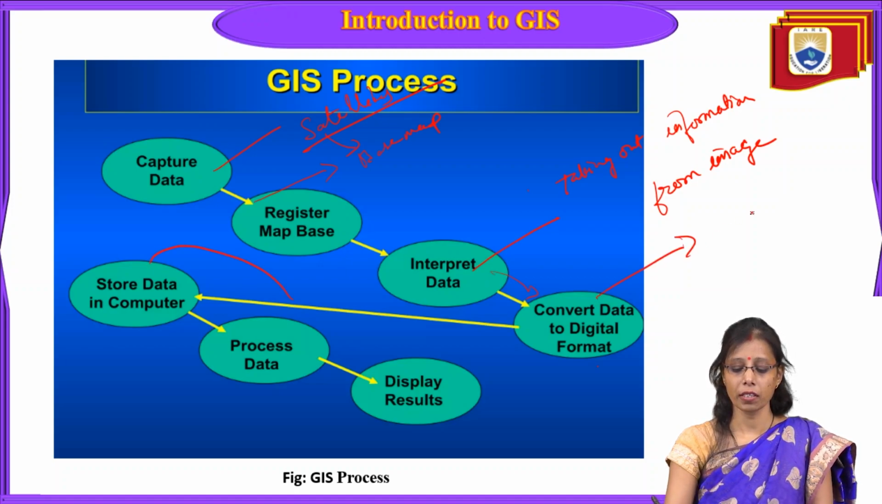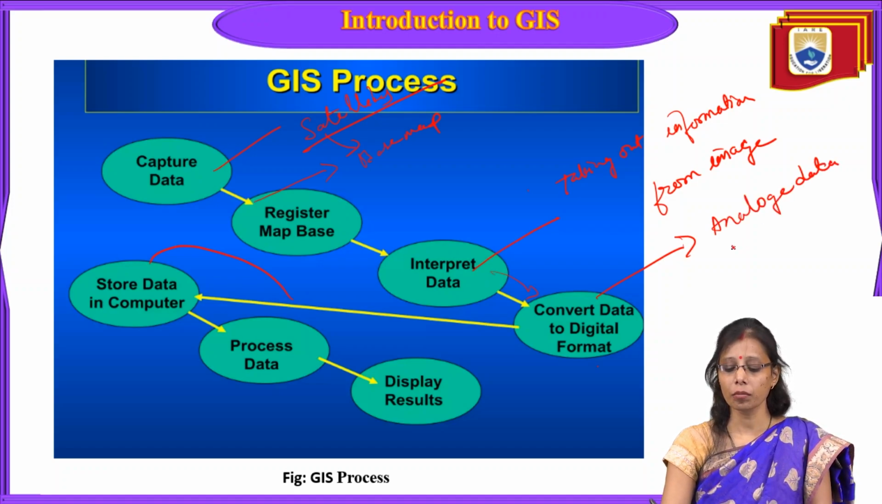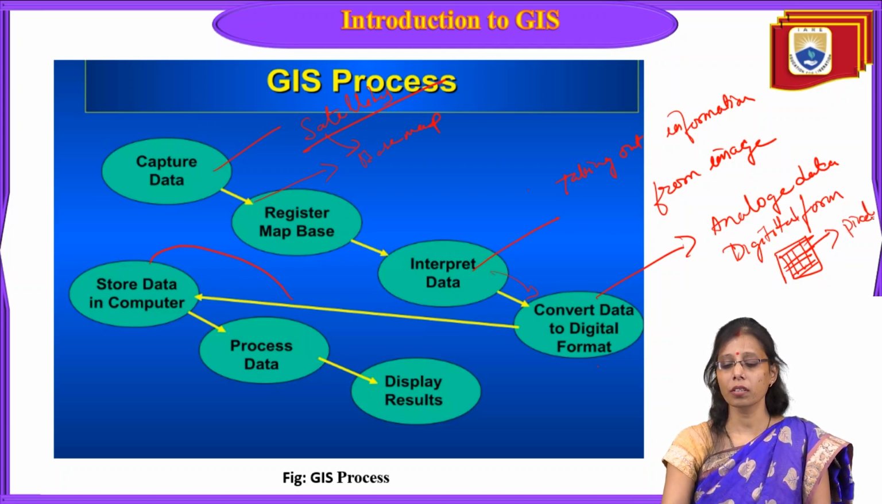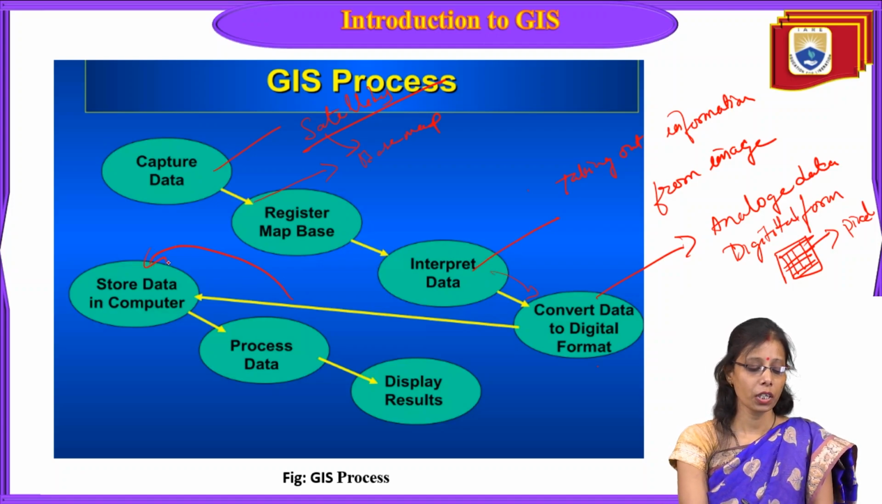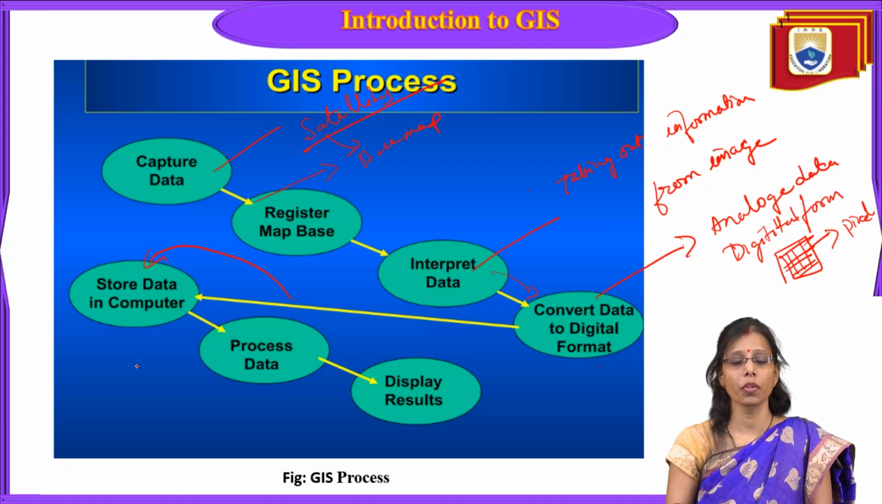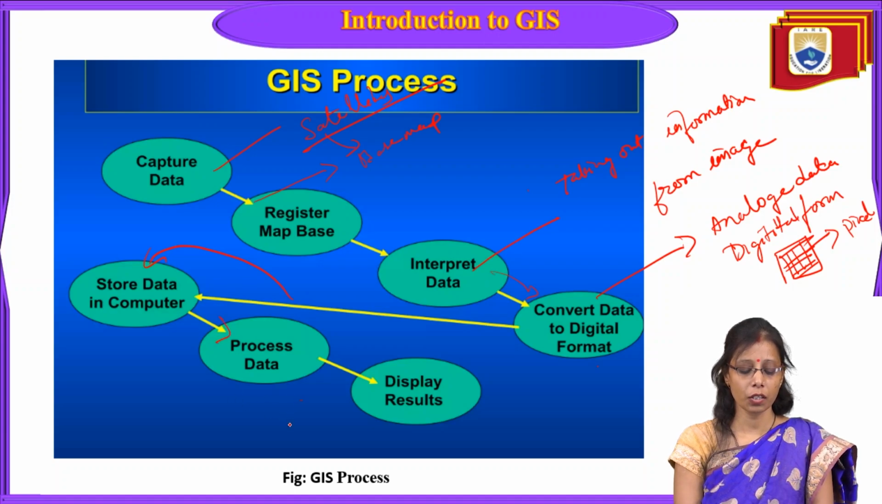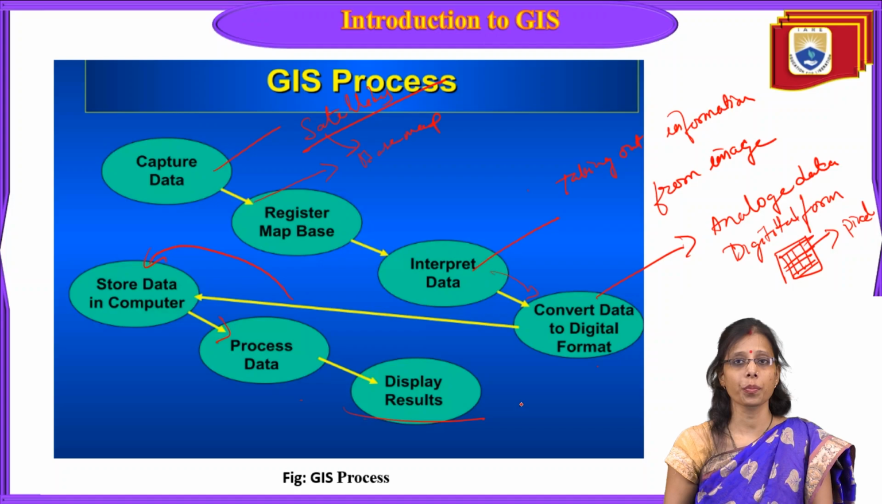So what is the digital format? Digital format means the analog data should be converted to digital form, right? Digital form means the entire data should be converted to pixels. Once it is converted to pixels, that means the data is converted to digital format. Once the data is converted to digital format, it is stored in the computer system, the setup where the hardware and the software are located. The entire data is stored in the computer system, and then the data is processed. Finally we can get the display results. So this is how the entire GIS process works.